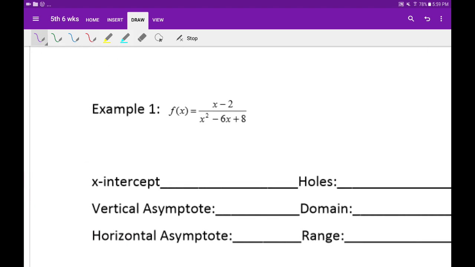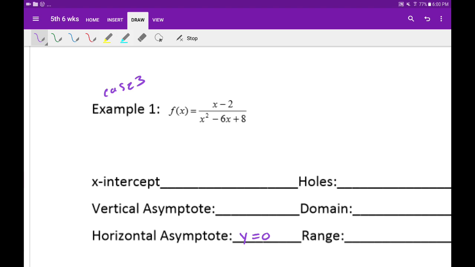Okay, so the degree here is 1, and that's a degree 2, so it's low over high. And basically what that says is that your horizontal asymptote is equal to 0. So I'm going to put that there. All right. So with everything, we're going to go to that step.